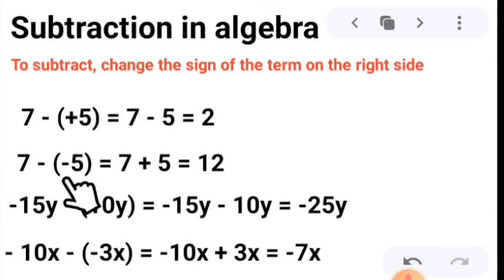Now here we have minus minus 5. If we change the minus sign, it will give us a plus. So we have 7 plus 5, which will give us 12.